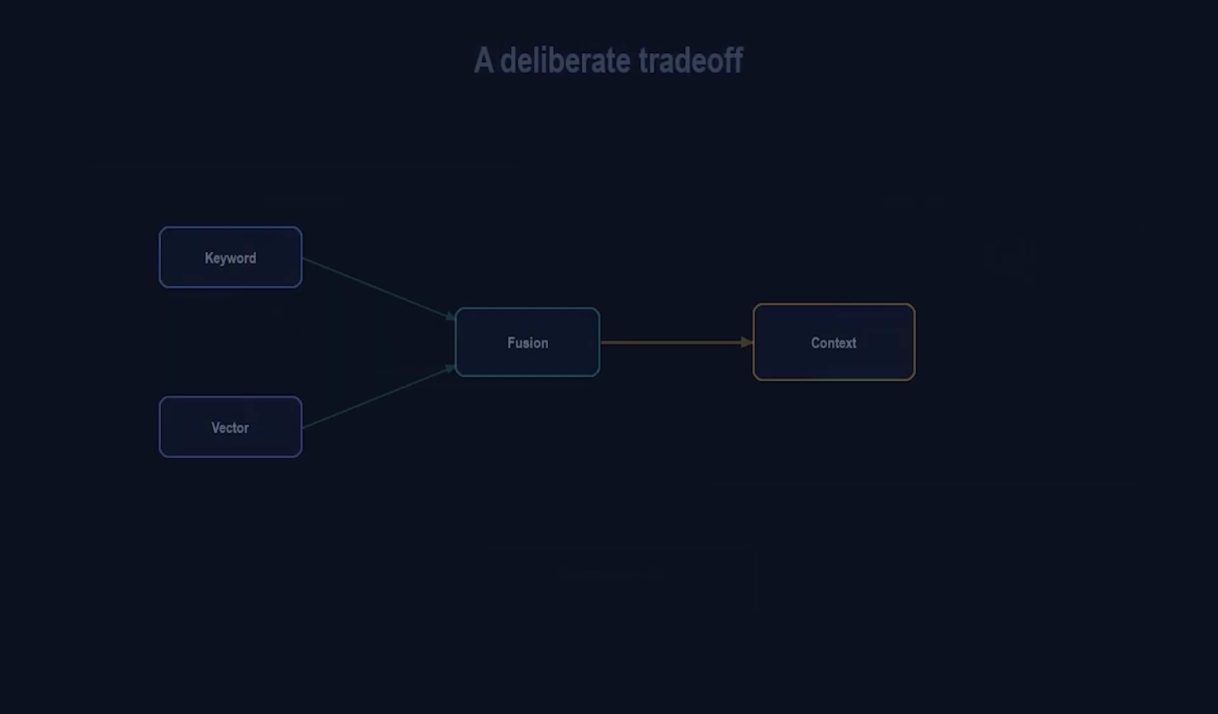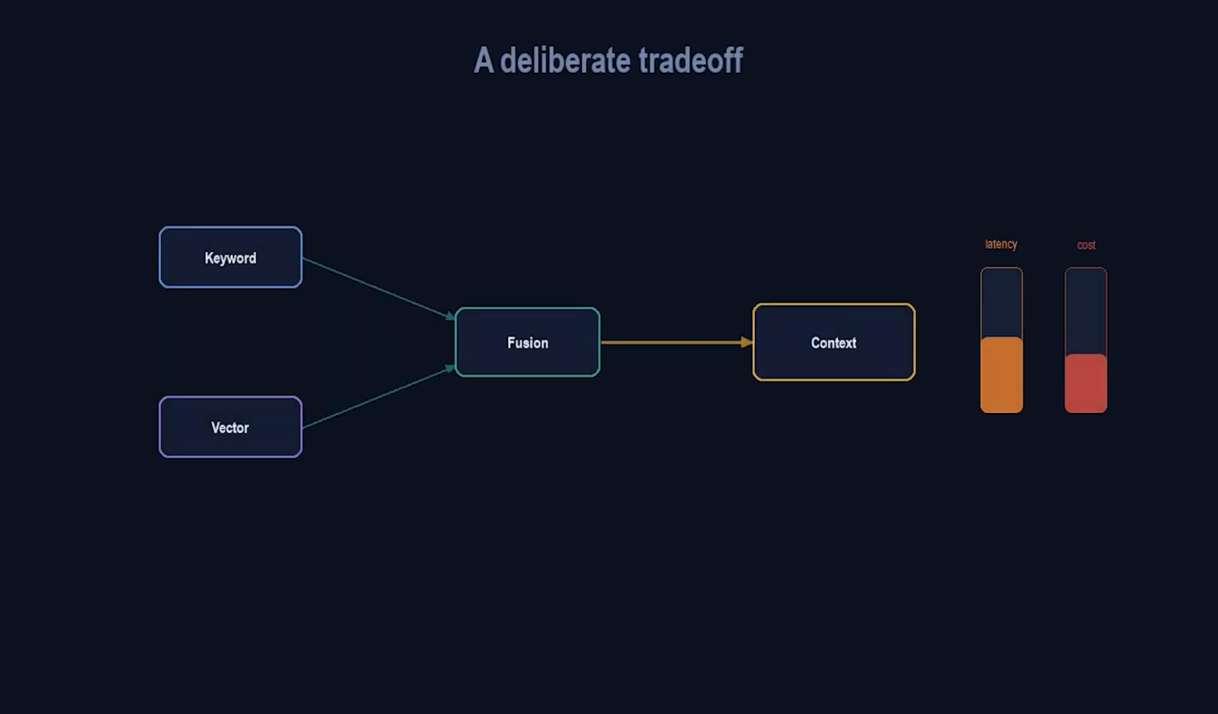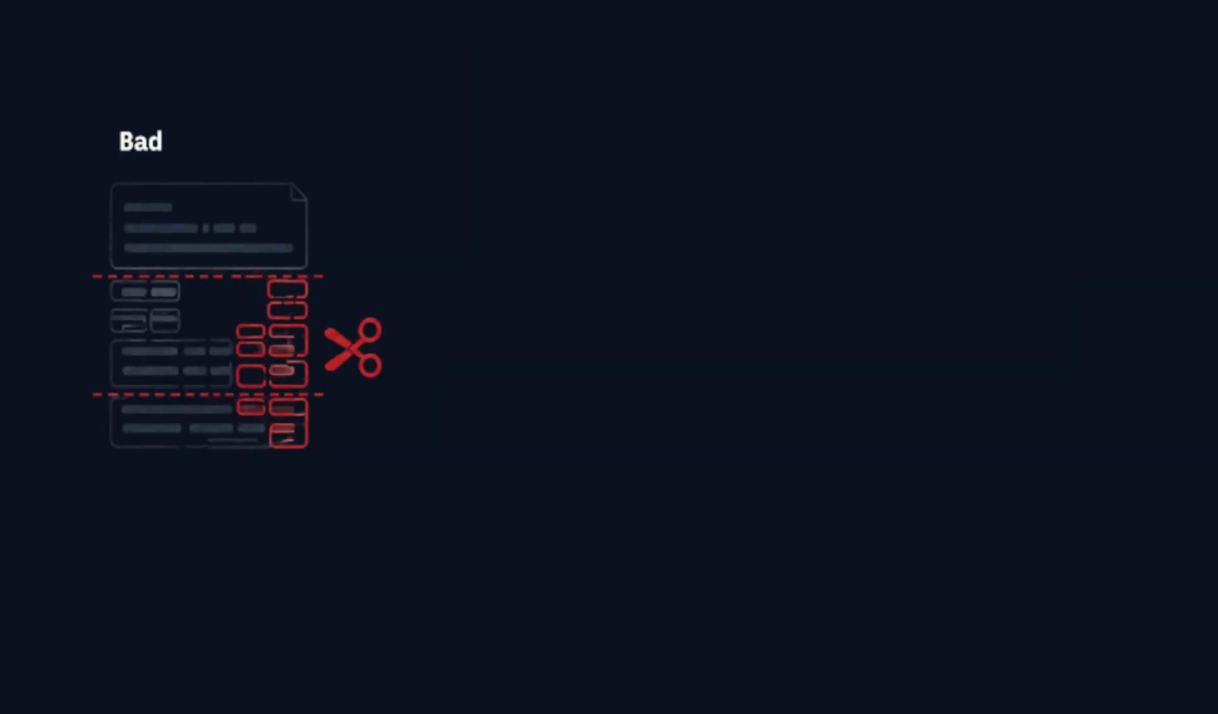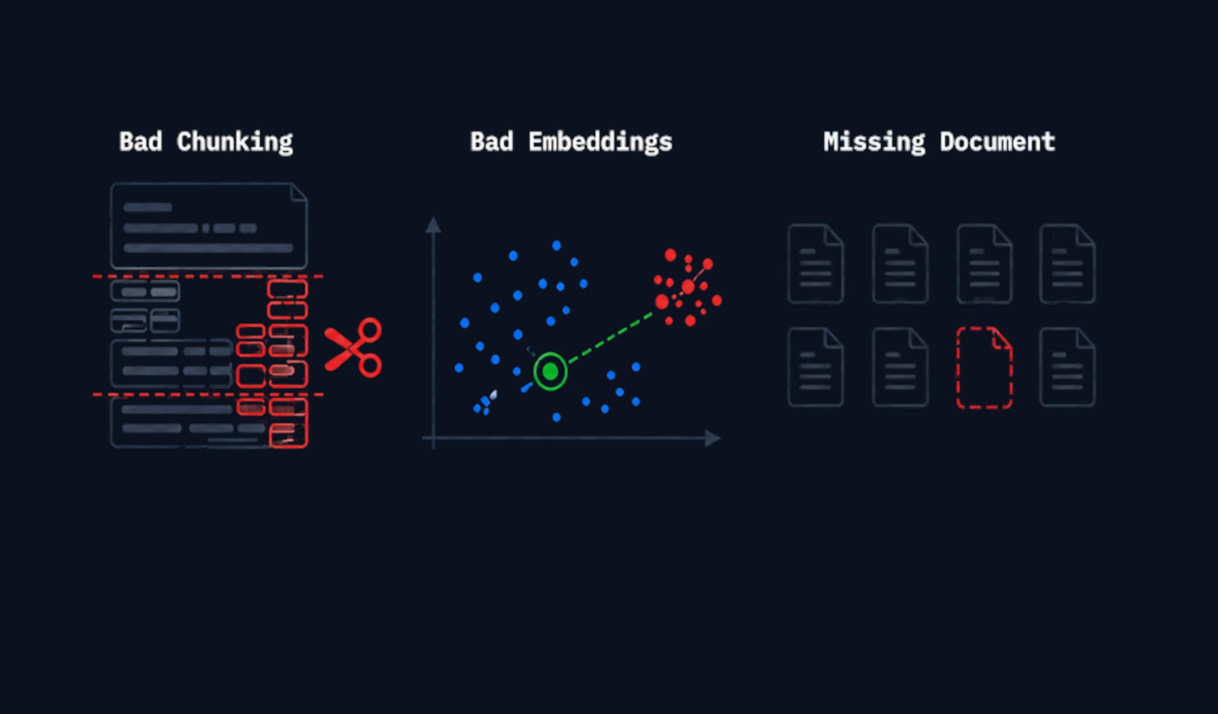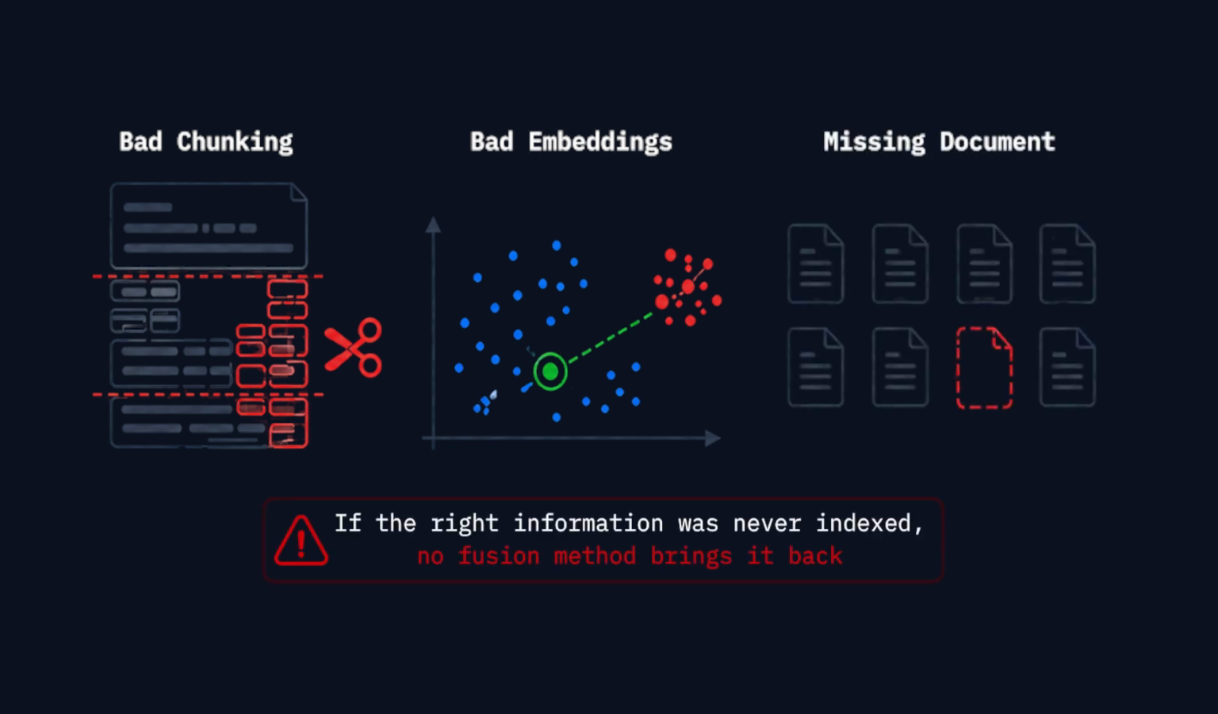It's worth understanding the limitations of hybrid search. Hybrid search is not strictly a superior version of either of these methods. It's a combination that trades a bit of complexity for more reliable coverage. It also doesn't fix bad chunking, bad embeddings, or a missing document. If the right information was never indexed in the first place, no fusion method can bring it back.